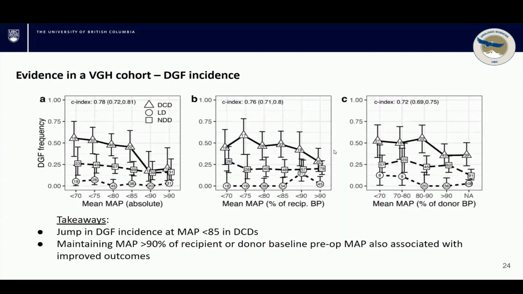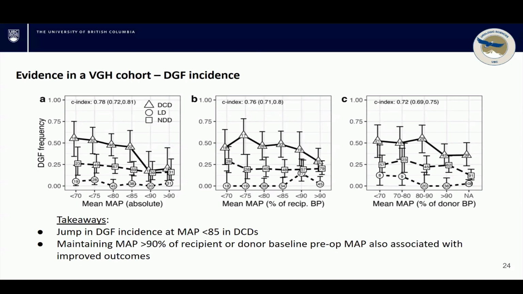Now, one question that anesthesiologists may often hear in the OR is Dr. Nguyen or Dr. Harriman asking, what was the patient's baseline blood pressure? In graph B, we show the mean MAP, but this time as a percentage of the recipient's baseline blood pressure. And while we don't see that sharp jump like we did in the previous graph, which was graph A, we see that for DCDs, maintaining a mean MAP greater than 90% of the patient's baseline blood pressure results in a reduced amount of DGF.